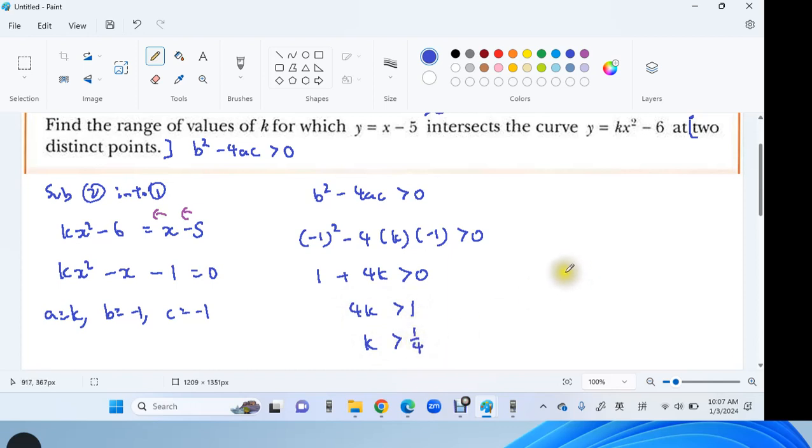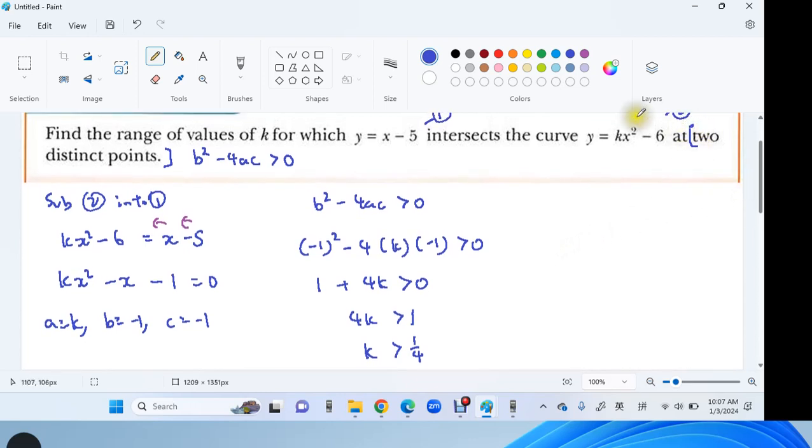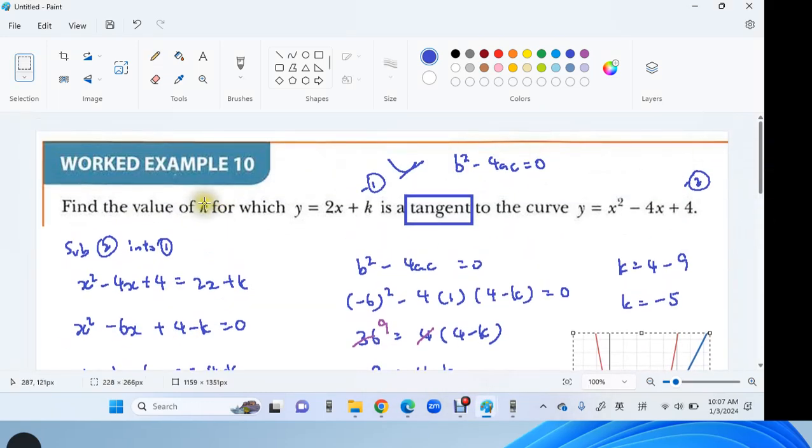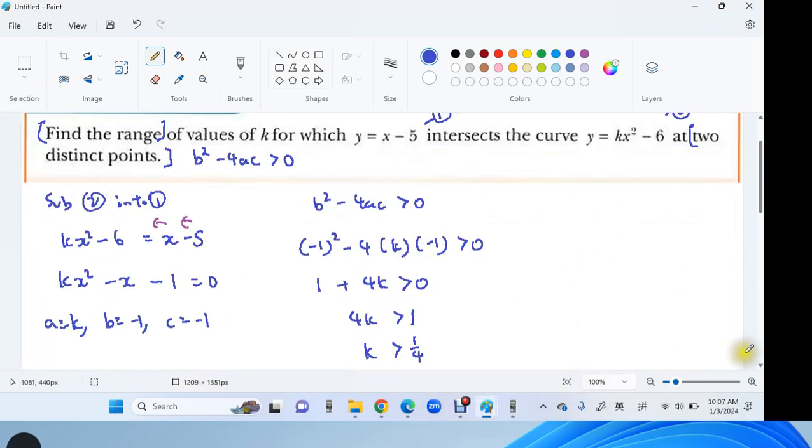Normally, you observe that when the question wants you to find two distinct points or no real root, they ask you to find the range, because we have the greater than or less than, that is the range. For the previous question, when they have tangent or intersection at 1 point, then they will ask you to find the value of k, and you can get the exact value of k. So we can look at this example.